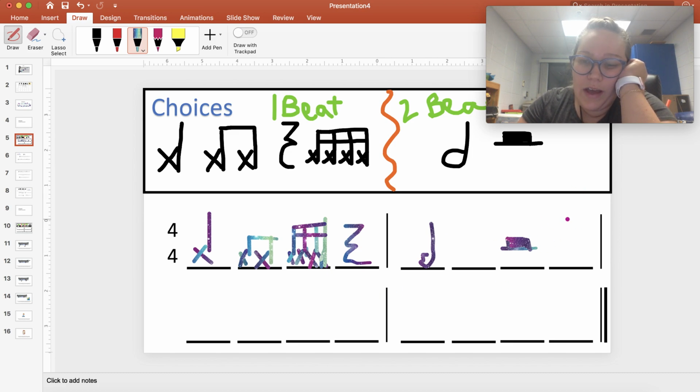I cannot ever put a half note or a rest on the last beat because there's not enough room in the measure for 2 more beats, and there has to be room for a total of 4 beats. If you added up your rhythm, it should add up to 4. 1 beat plus 1 beat plus 1 beat plus 1 beat is 4. 2 beats plus 2 beats is 4.